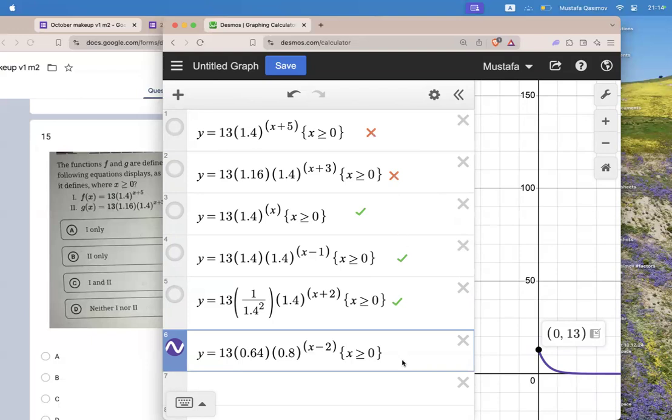If you say minimum, the base, 0.8, has to be greater than 1. If you say maximum, it has to be a decreasing function. So that's why it has to be between 0 and 1.